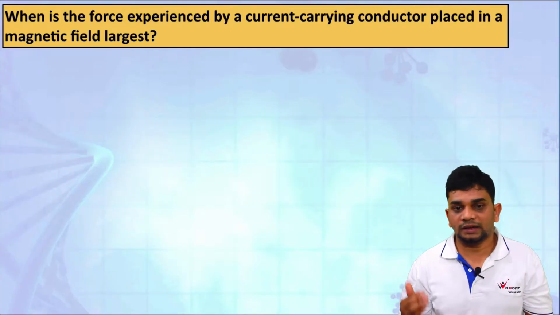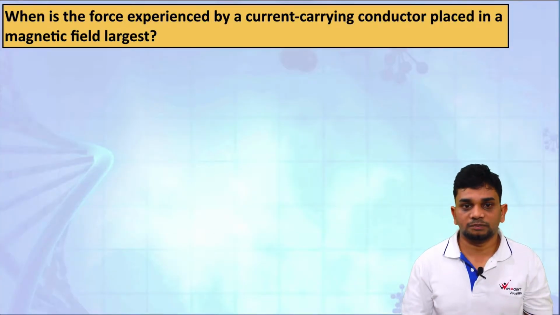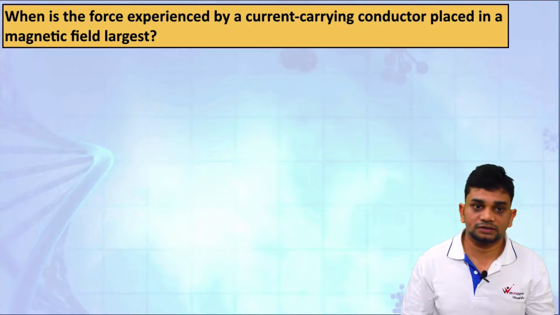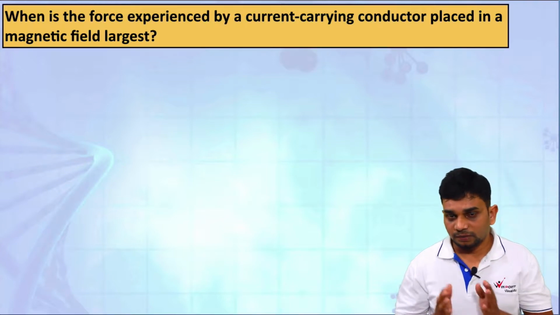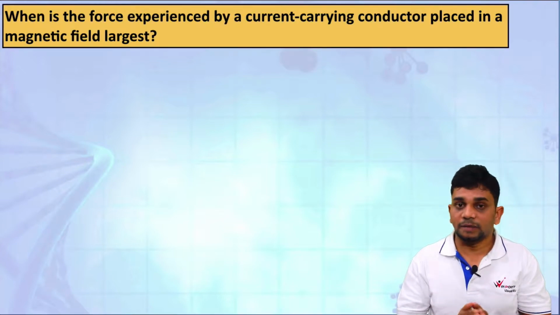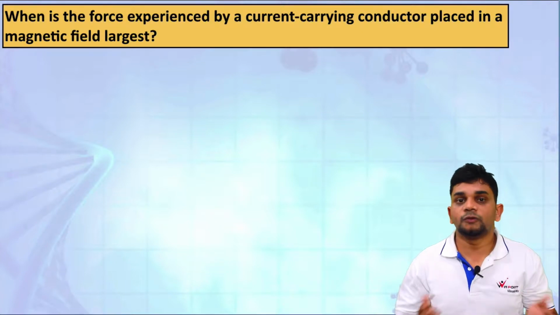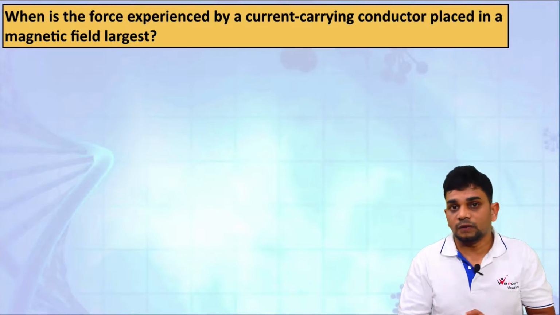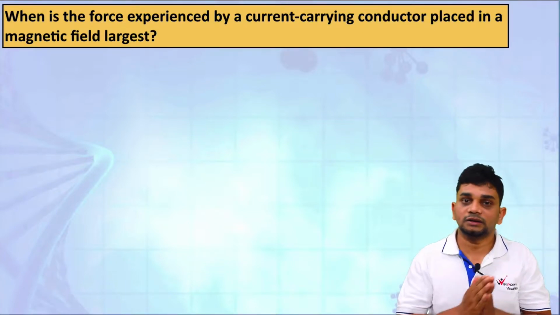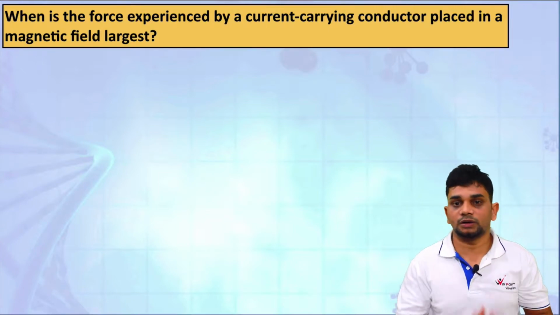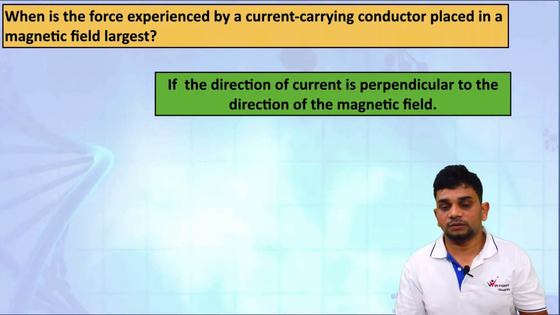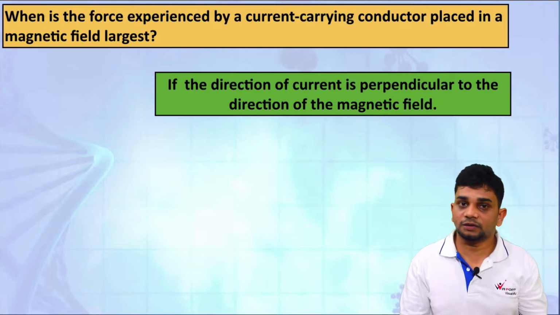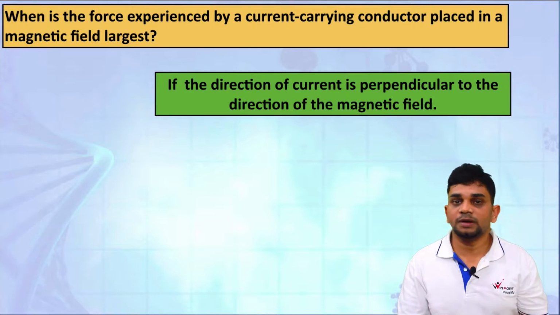When is the force experienced by the current carrying conductor placed in the magnetic field largest? We know that when we are placing a current carrying conductor in a magnetic field, there will be force. The force will be maximum when the magnetic field lines and the current are perpendicular to each other. If the direction of current is perpendicular to the direction of magnetic field, then the force will be maximum.